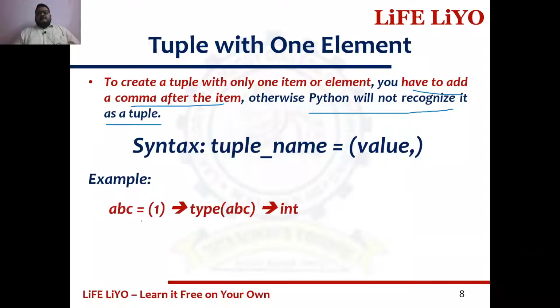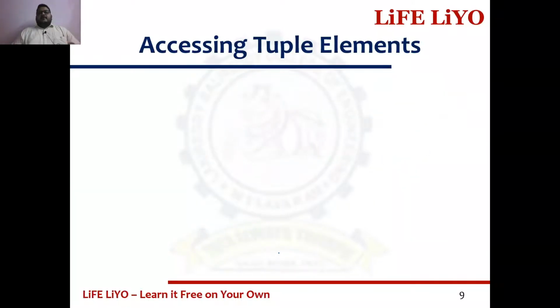So ABC equal to 1. If you check the type of ABC, you are going to get it as integer. CFT equal to 1 comma. If you check the type of CFT, we are going to get it as a tuple. That is the difference. Now accessing. We have completed C in the CRUD operation. That is how to create a tuple: an empty tuple, with multiple elements, or with different sequential type elements in the tuple, everything.